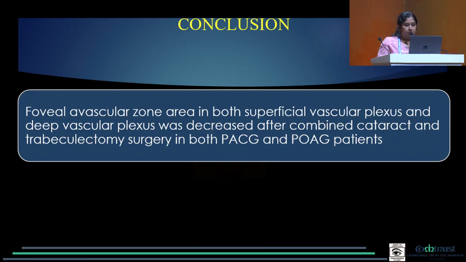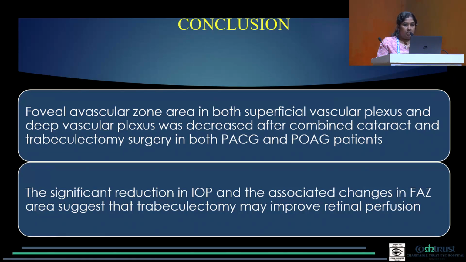So, conclusions: foveal avascular zone area in both superficial and deep vascular plexus was decreased after combined cataract and trabeculectomy surgery in both PACG and POAG patients. The significant reduction in IOP and the associated changes in FAZ area suggest that trabeculectomy may improve retinal perfusion.